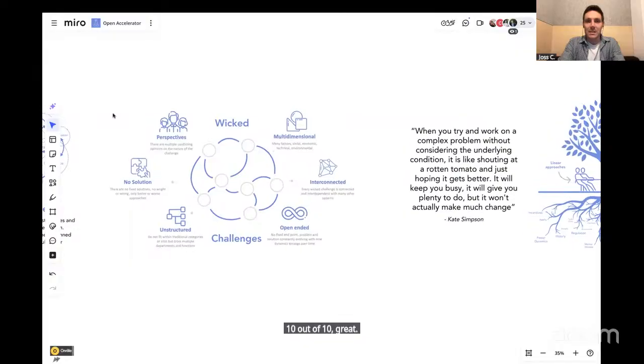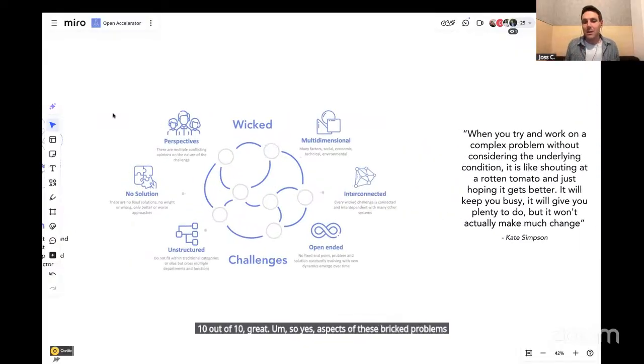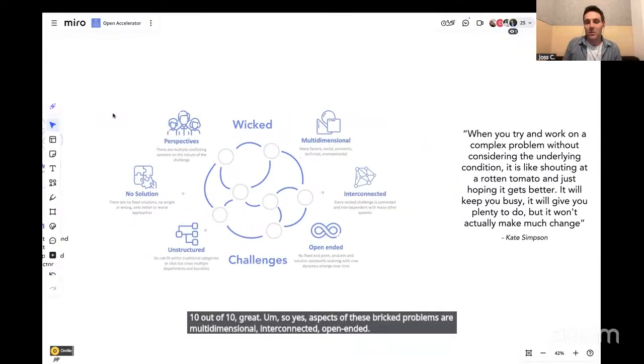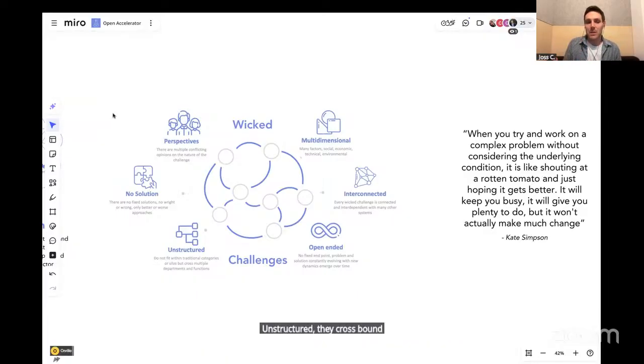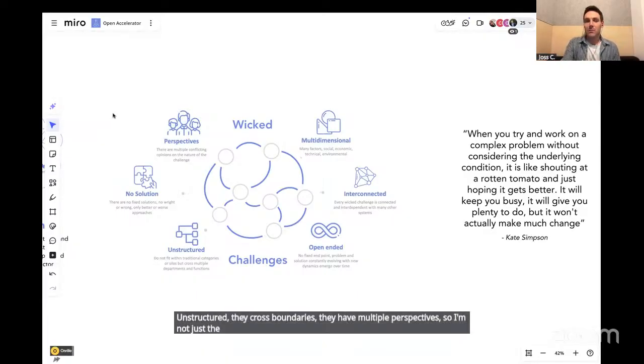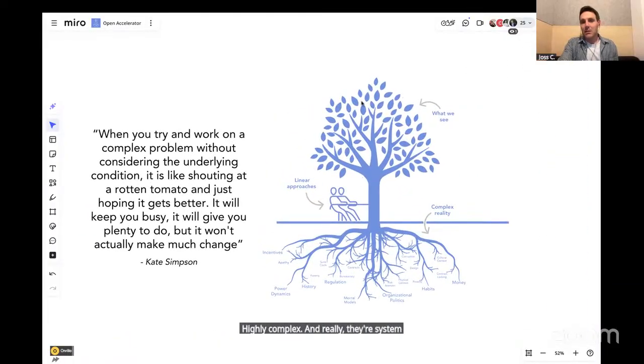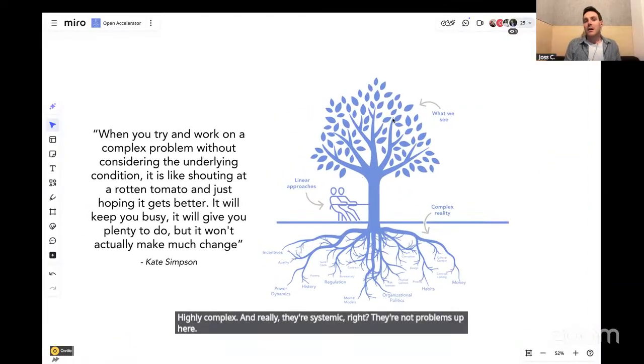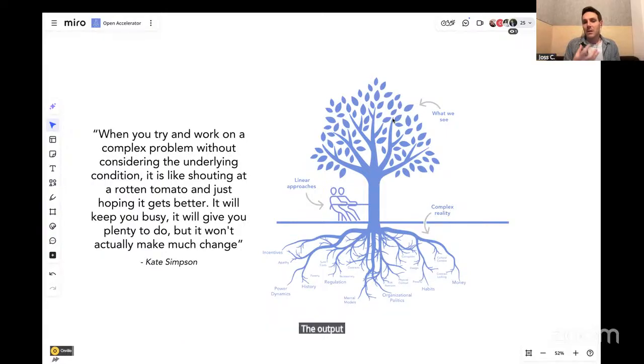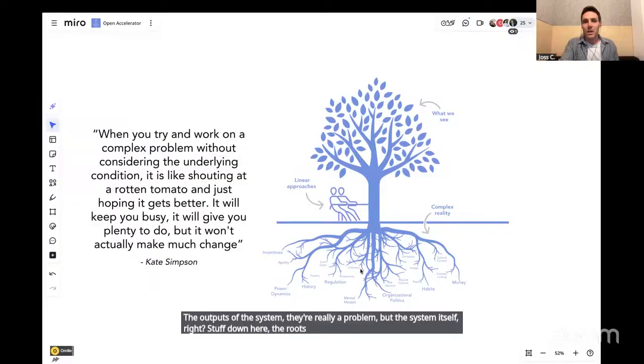So yes, aspects of these wicked problems are multidimensional, interconnected, open-ended, unstructured. They cross boundaries. They have multiple perspectives on not just the nature of the problem, but also what the right solution might be. There is no known solution. They're typically unique problems. We've never been here before. Highly complex. And really, they're systemic, right? They're not problems up here, the outputs of the system. They're really a problem with the system itself, right? Stuff down here, the roots and so forth.